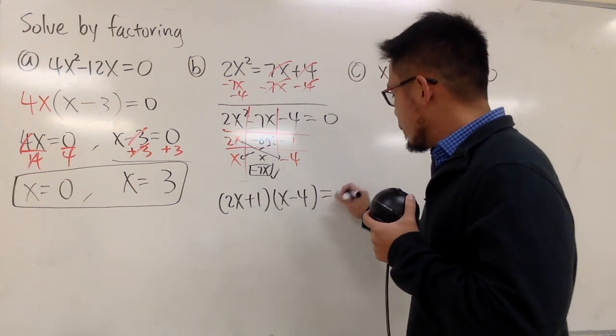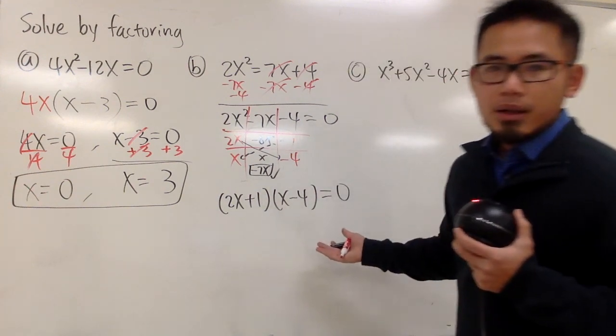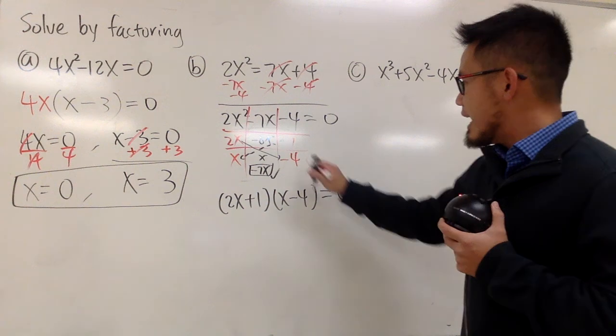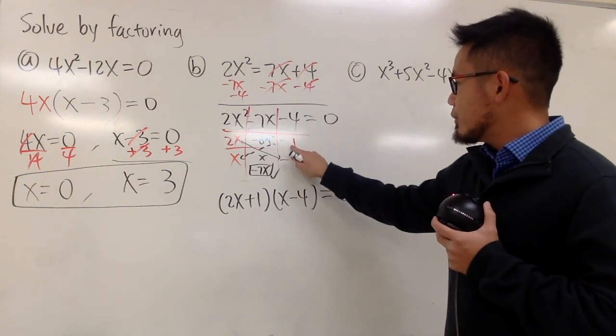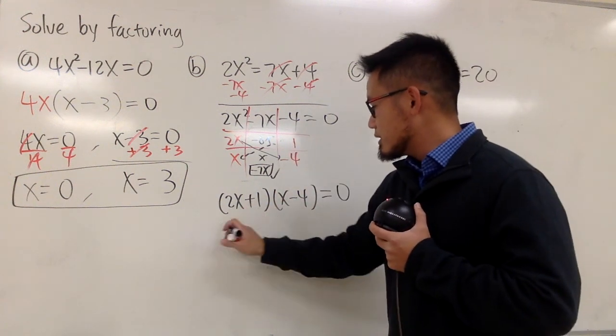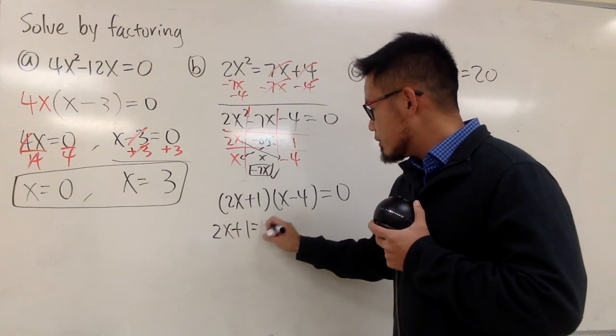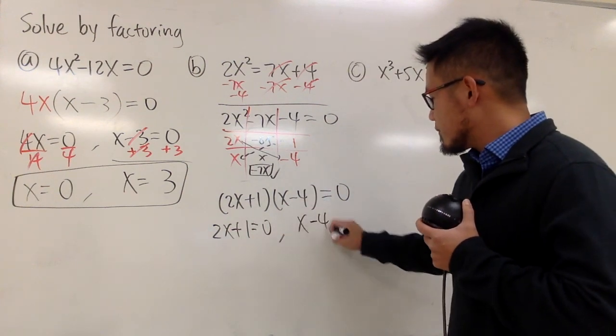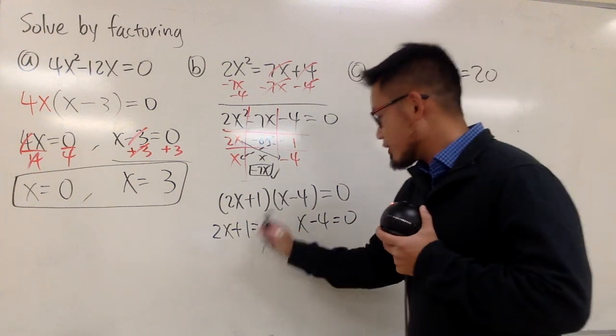And don't forget, we are solving an equation, so put down the equal to 0. And then right here we have to just make each factor equal to 0. So this is 2x plus 1 equal to 0, and the other one, x minus 4, is 0. And then just solve this.